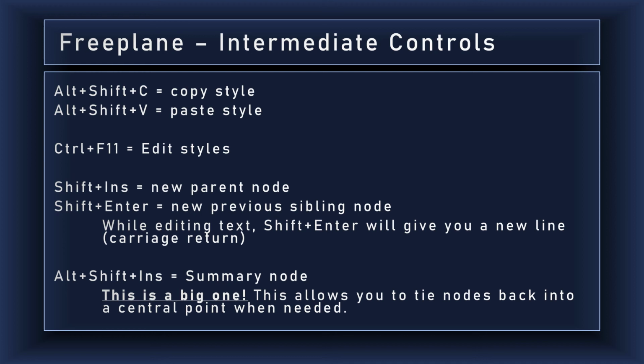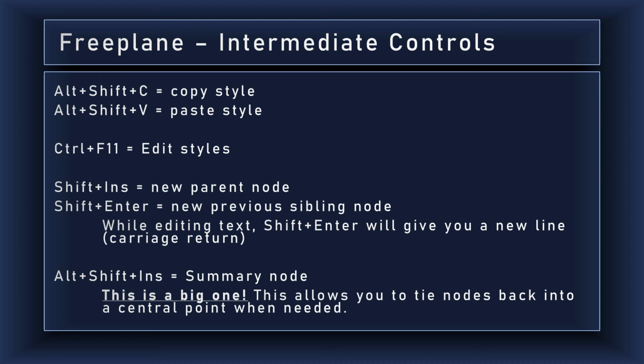Shift-Insert is a new parent node. Shift-Enter is a new previous sibling node. It gets really messy when you do this, but generally I don't tend to use that. The reason I point it out, though, is because I do use Shift-Enter while editing text. When I'm setting up a node, for instance, I like to include the description, or at least an abbreviated version of the description. So I will type the node 001, Shift-Enter, and then I'll put in // to indicate that it's a comment, and then put in initial greeting node or talk node or something similar.